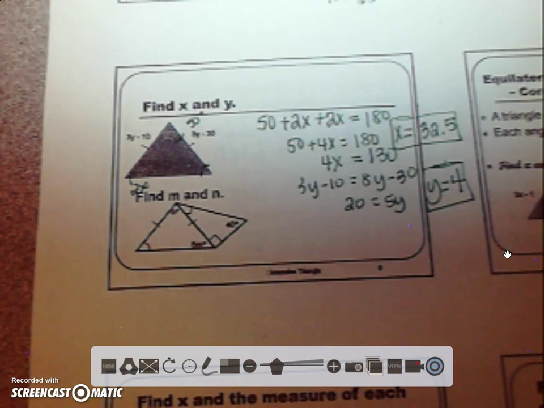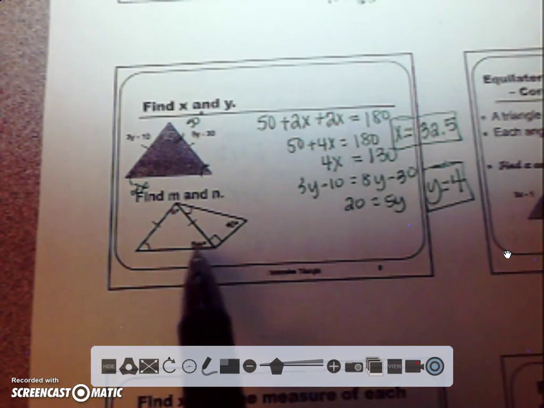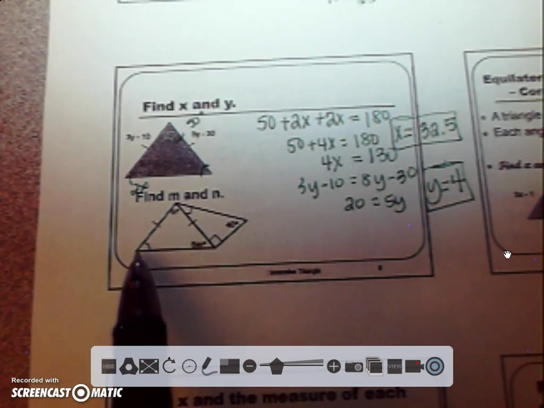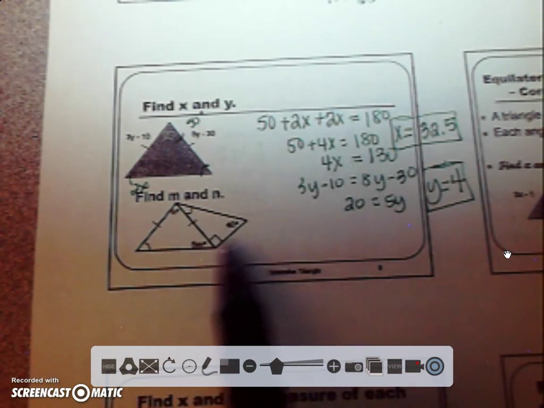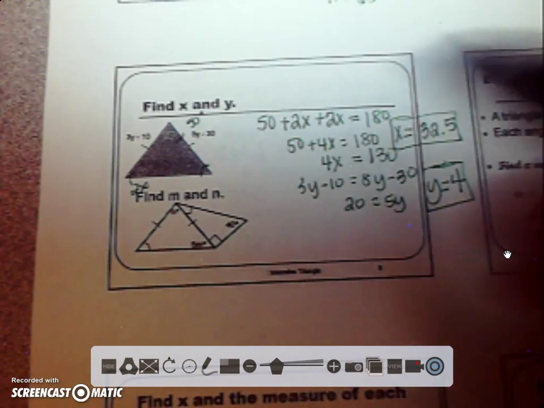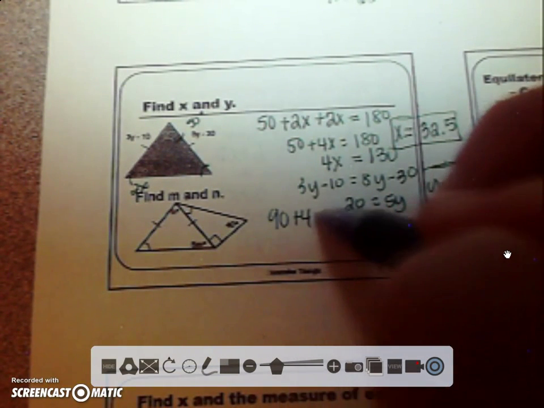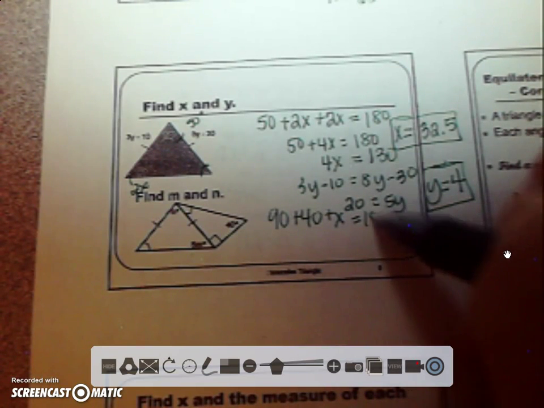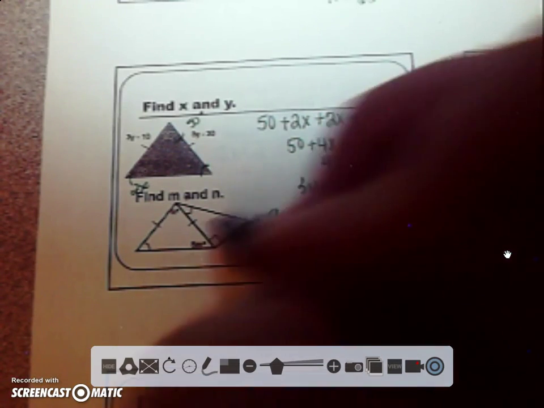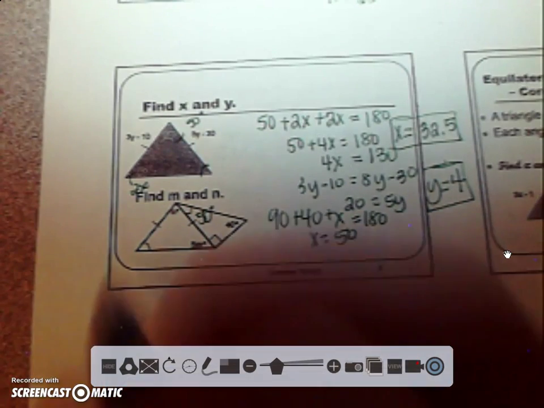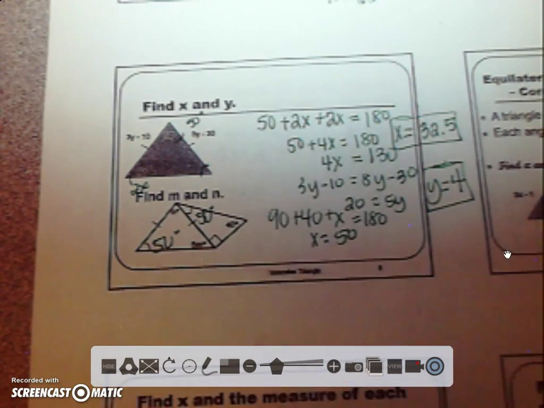With m and n, we know that this angle is 5m, n is up here, and these two angles are congruent. So we need to know what this angle is first because we have a little bit more information in this triangle over here. This bottom angle is 40 degrees, then we have a 90-degree angle. So if I add 90 plus 40 plus x, I should get 180, which should mean that x is equal to 50. So if that is 50 degrees, then this angle down here also must be 50 degrees.